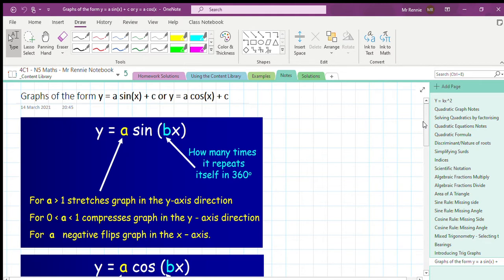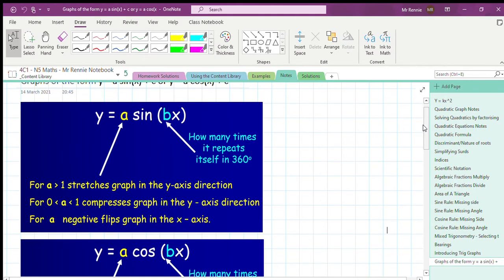So far what we know is how to sketch graphs of the form y equals a sin bx or a cos bx. So when we have a letter at the front of our sin or cos, and a letter attached to our x. As a quick reminder, when we have a letter in front, which we call a, the value stretches the graph, or if the number is between 0 and 1, it will compress the graph and make it a bit squashier.